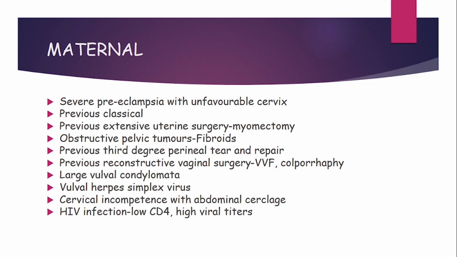Obstructive pelvic tumors like fibroids. Previous third-degree perineal tear and repair. Then previous reconstructive vaginal surgery like vesicovaginal fistula repair, because you don't want a breakdown of the procedure to correct the defect. Then large vulvar condylomata, vulvar herpes simplex virus, cervical incompetence with abdominal cerclage, because you don't want to deliver the woman through the vagina because there's a cerclage within the abdominal cavity. So what you have to do is to do a cesarean section. Then HIV infection with low CD4 count, then high viral titers, to minimize the risk of transmission to the fetus through the mother.